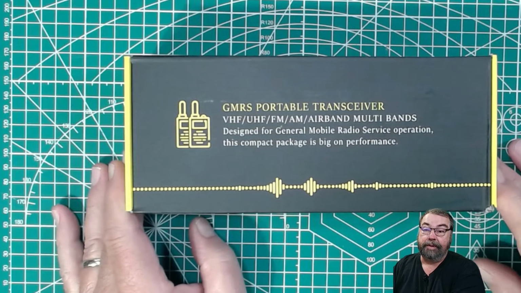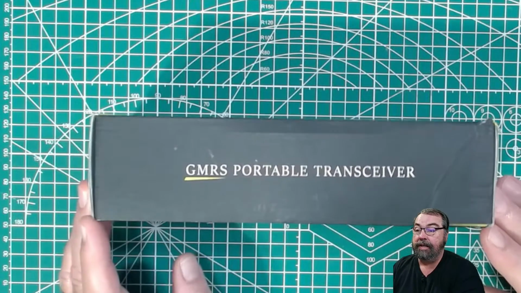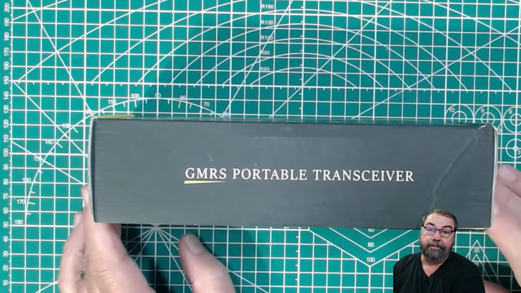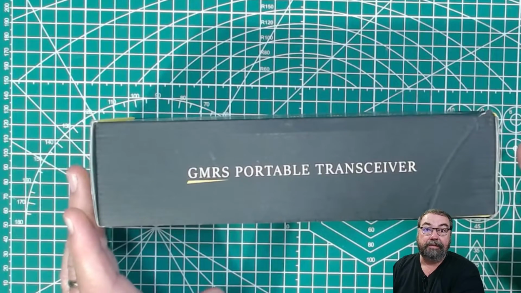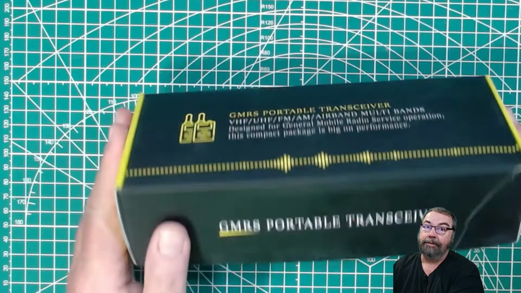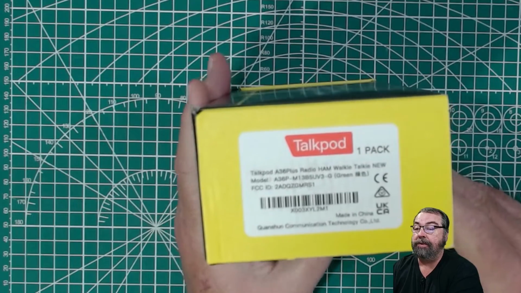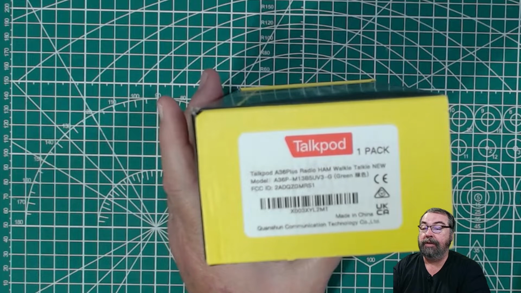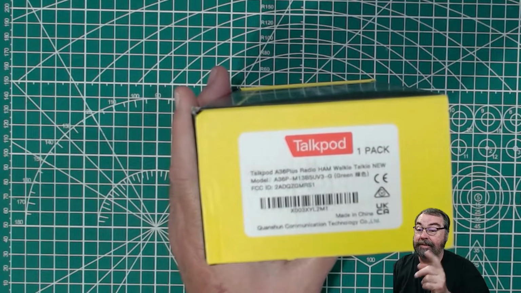This is maybe familiar to some of y'all. This is the TalkPod. Yep. It's a TalkPod. I did not get one on the first go-round of TalkPods, and TalkPod reached out to me recently and asked if I would like to get a sample to review. So I said, well, sure, because I love tinkering with radios. This is the TalkPod A36 Plus Ham Radio Walkie-Talkie new model. And there's all the model number, and an FCC ID. We'll look at that in a second.